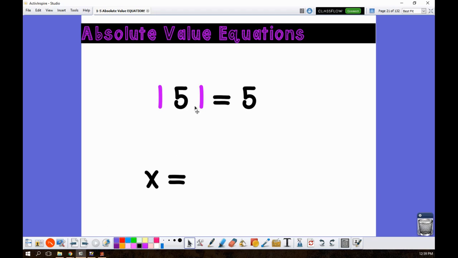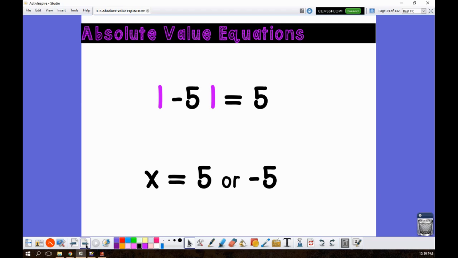Well, we already know that the absolute value of 5 is equal to 5. So that could be one of my answers. And we just did the absolute value of negative 5 is equal to 5. So that can be one of my answers. So why is the absolute value of some number equal to 5? Why can that answer be either 5 or negative 5? Why can there be two answers when everything I've ever solved before has only had one?